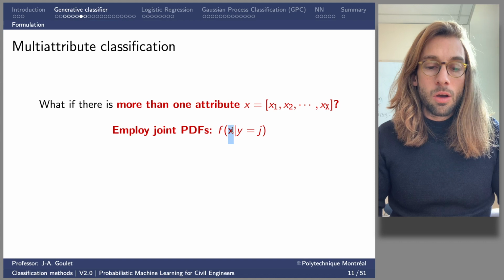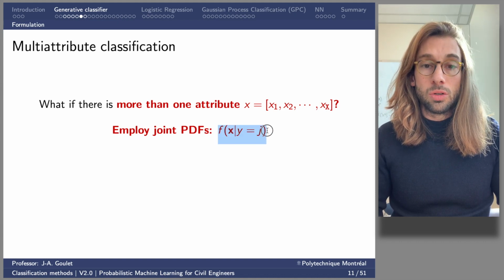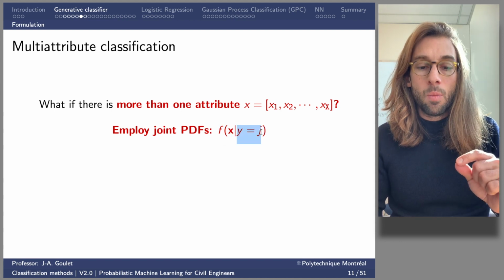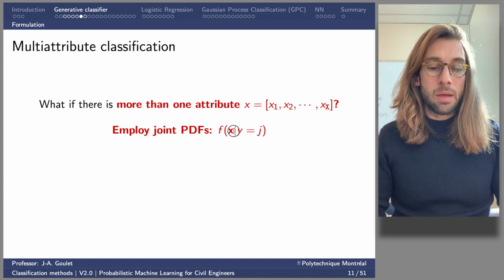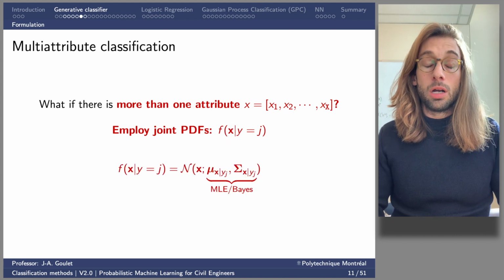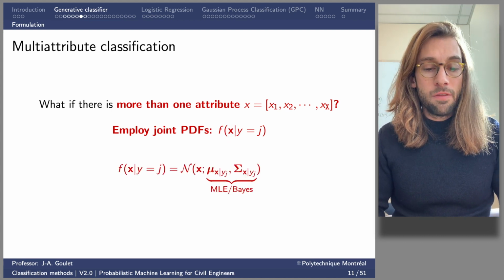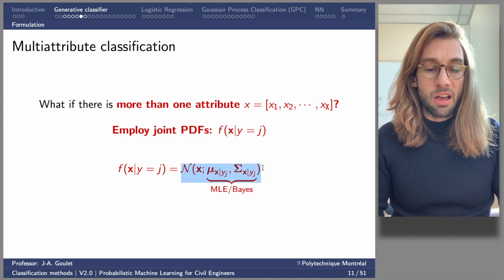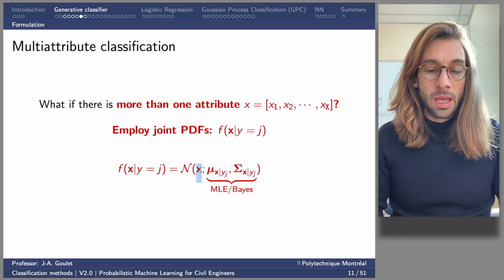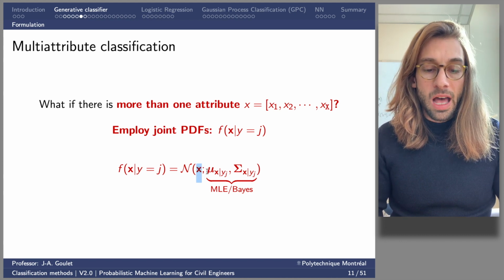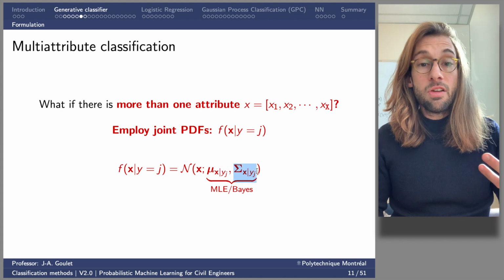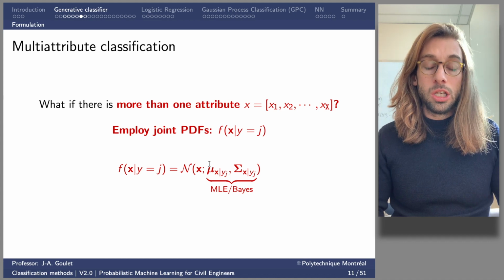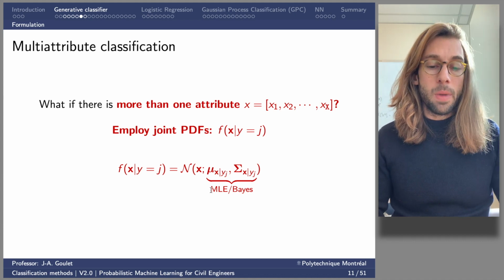So here we have a multivariate conditional PDF where we still look at one class at a time, but where we model x in many dimensions. Naturally, one way we could build that joint PDF is through a multivariate normal PDF, described for my vector of random variables x and parameterized by its expected value and covariance. And we can infer these parameters, either the expected vector or the covariance matrix, using MLE or using Bayes.